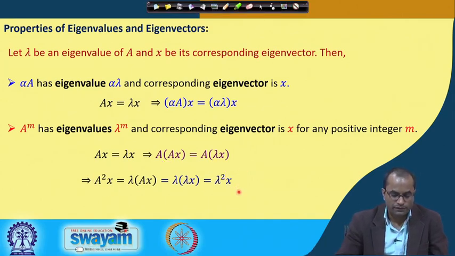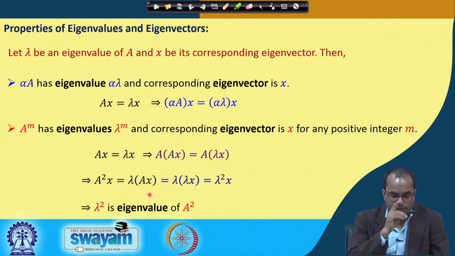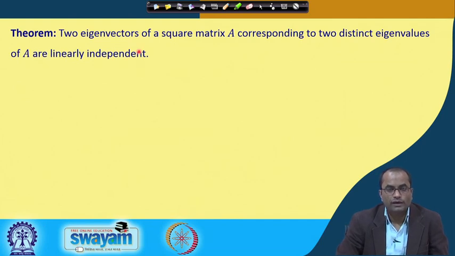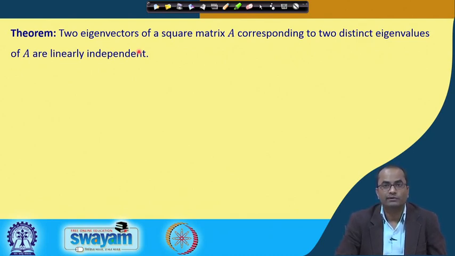Now, the next property. Here we have seen lambda square is the eigenvalue of A square. Now, two eigenvectors of a square matrix A corresponding to two distinct eigenvalues of A are linearly independent. So, what we will prove here is that two eigenvectors corresponding to two distinct eigenvalues are always linearly independent. This observation we already have seen for numerical examples, but we can prove it here for a more general matrix. For any matrix we can prove this result theoretically.